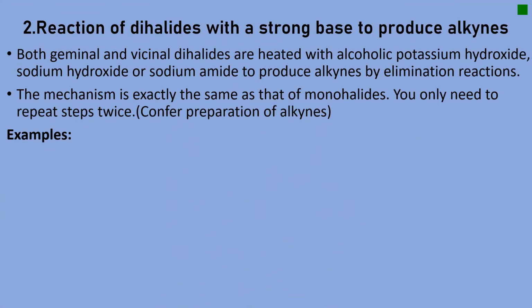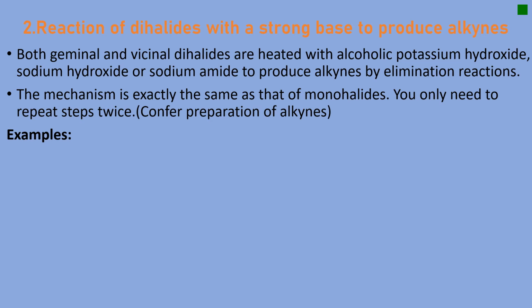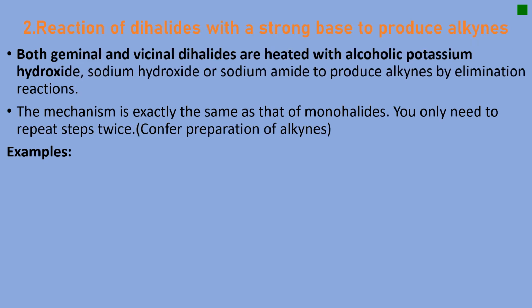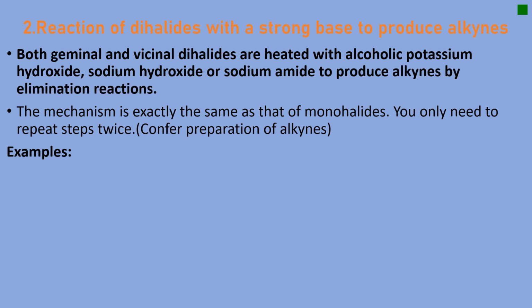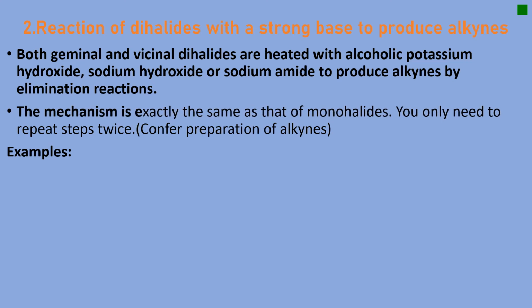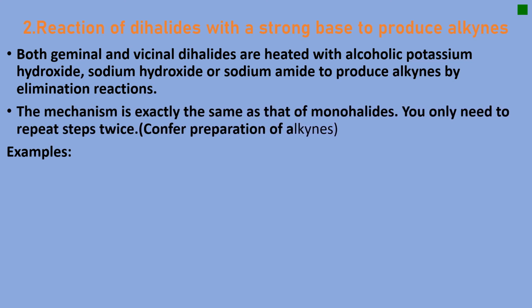The second elimination reaction is the reaction of the halides with a strong base to produce alkynes. Both geminal and vicinal dihalides are heated with alcoholic potassium hydroxide, sodium hydroxide, or sodium amide to produce alkynes by elimination reactions. The mechanism is exactly the same as that of monohalides. You only need to repeat the steps twice. If you want to know more about this, consult preparations of alkynes.